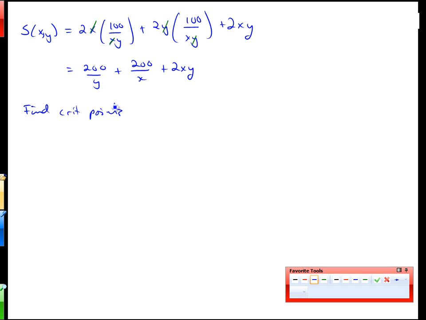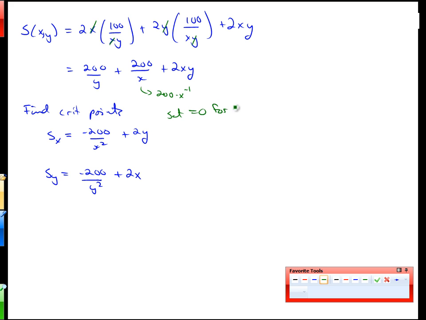So our first thing is to search for the critical points, and for that we need our two derivatives. Our X derivative would be minus 200 over X squared, remembering that this is 200 times X to the negative 1. Bring the negative 1 down front, we get X to the negative 2, or 1 over X squared, plus 2Y here. Our Y derivative will be the same, only with Y's, and plus 2X when we differentiate the last term. We're looking for critical points, so we set both partial derivatives equal to 0.